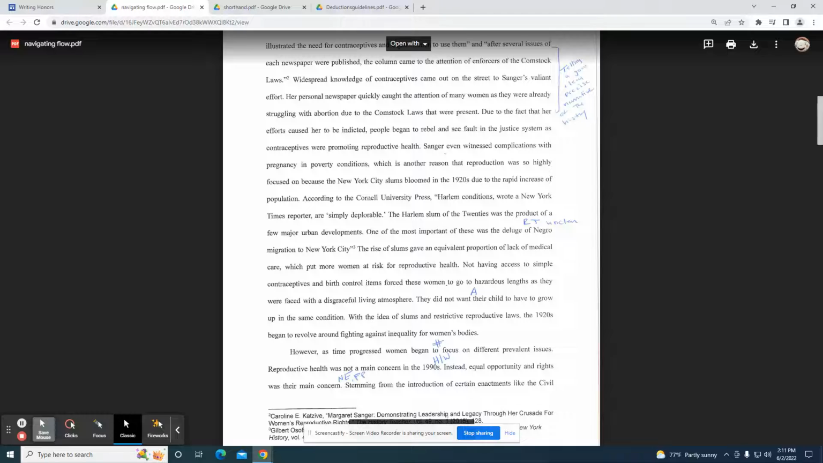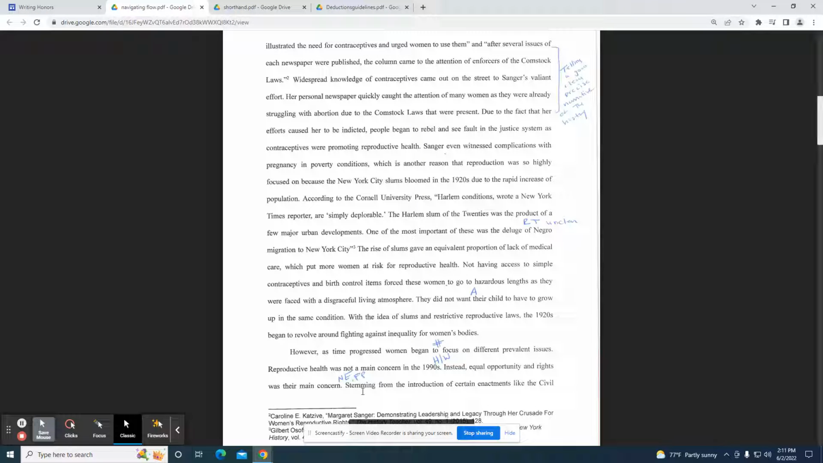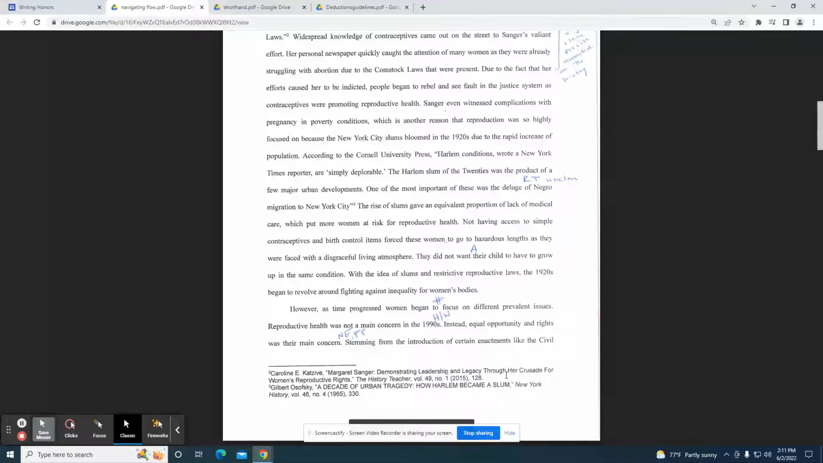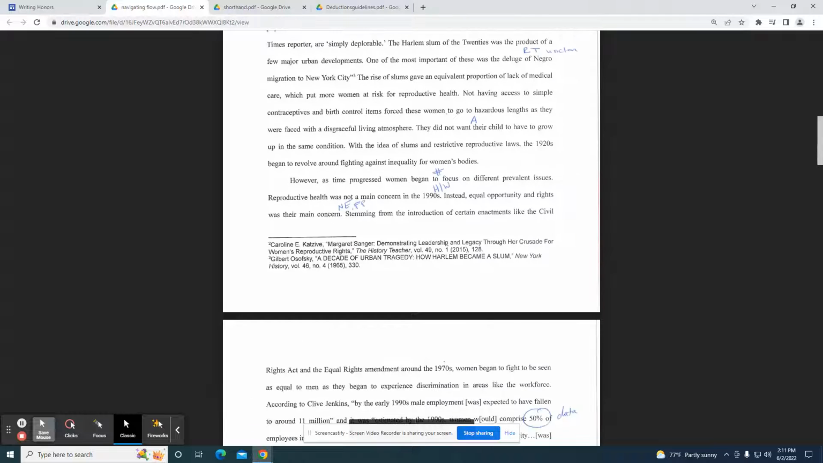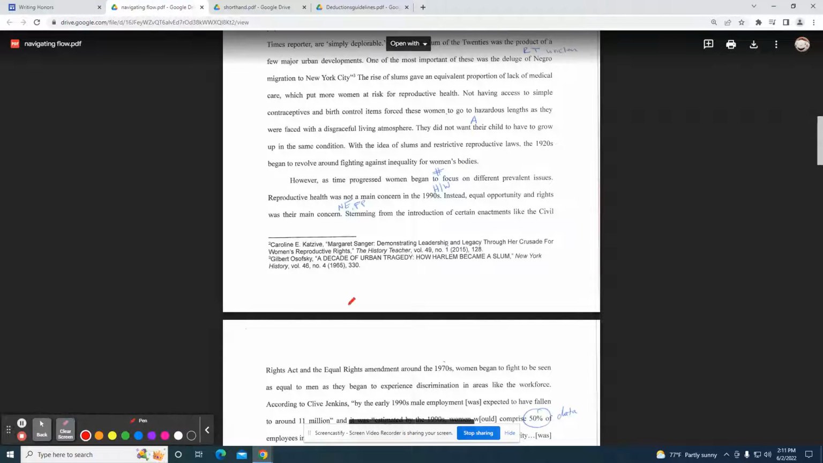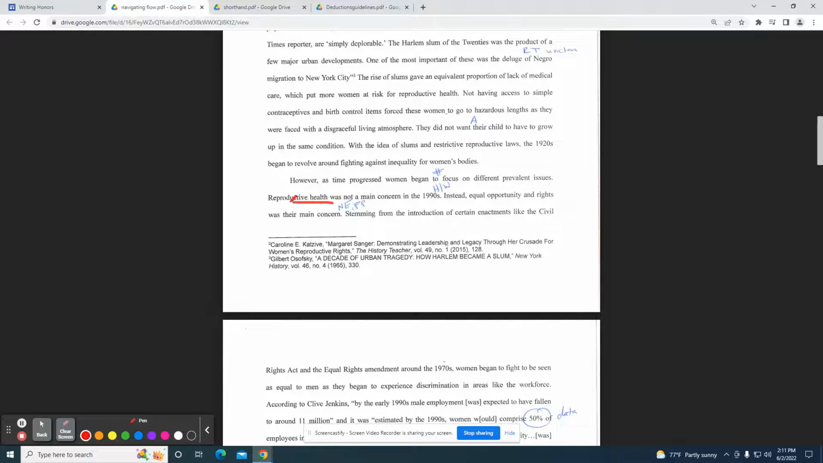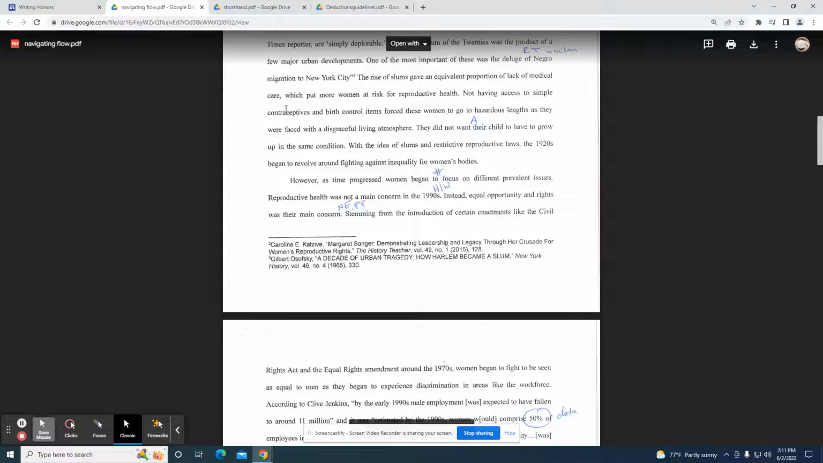And I'm thinking, okay, well, what does that mean? Stemming from the introduction of certain enactments like the Civil Rights Act, what I mean here is that I would like to have seen more information about the claims that they're making here. So finish the point, you need an example. That's how you use the deductions sheet.